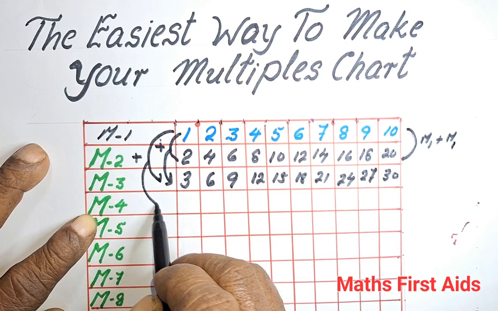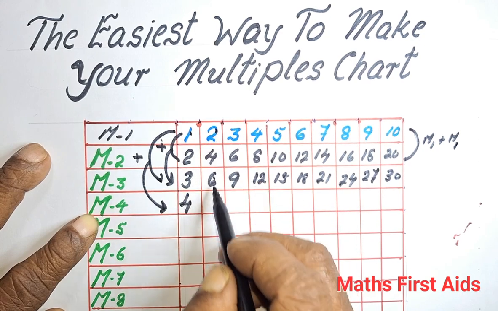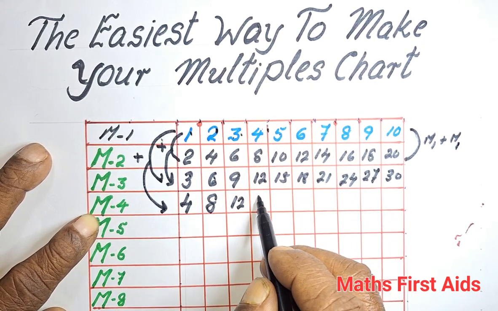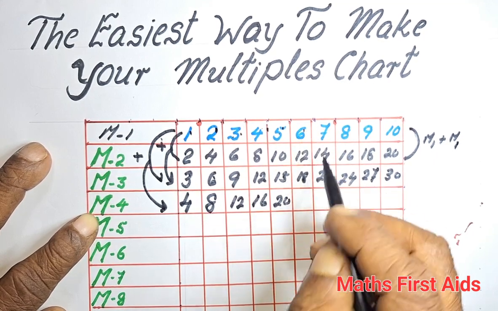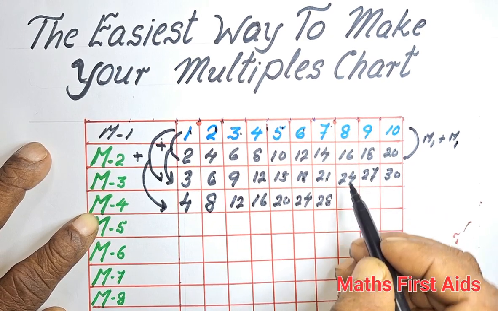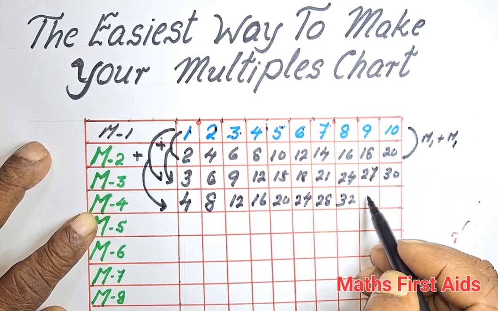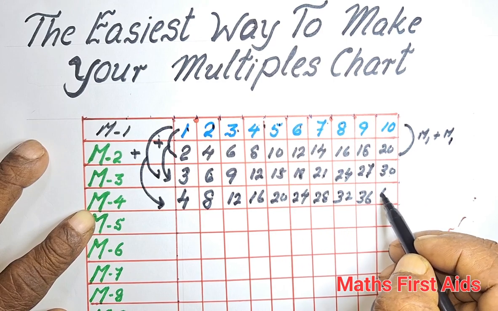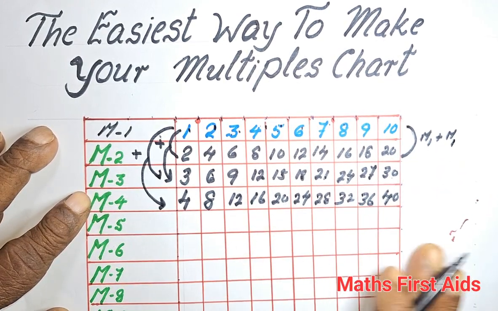Now to get m4, add m1 and m3, then you will get m4. Now you can see 1 plus 3 is 4, 2 plus 6 is 8, 3 plus 9 is 12, 12 plus 4 is 16, 15 plus 5 is 20, 18 plus 6 is 24, 21 plus 7 is 28, 24 plus 8 is 32, 27 plus 9 is 36, 30 plus 10 is 40. Now in the same way you can fill the others also.